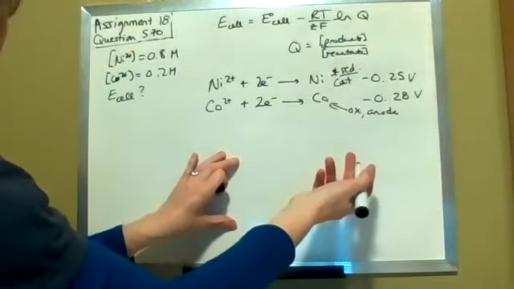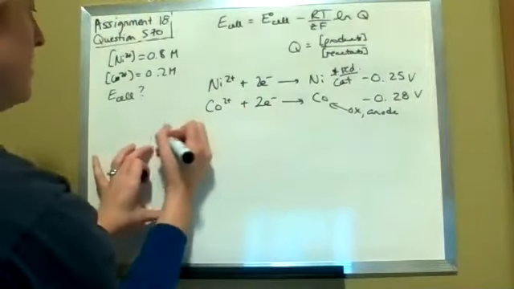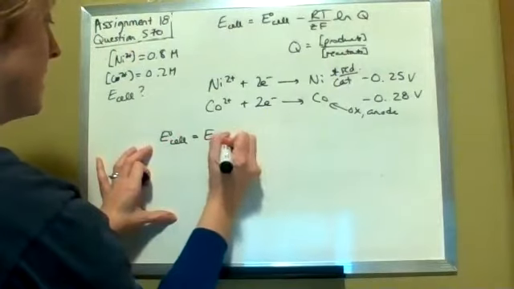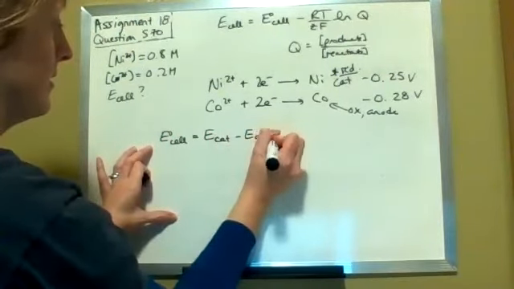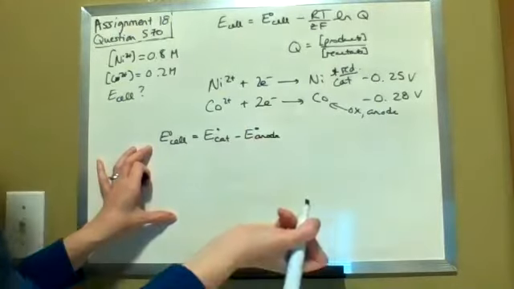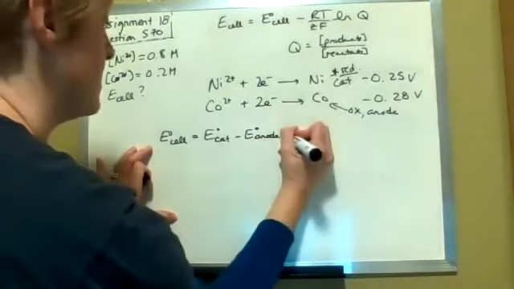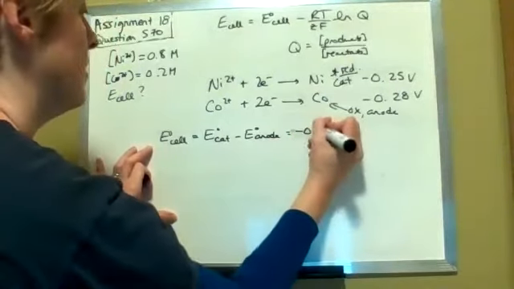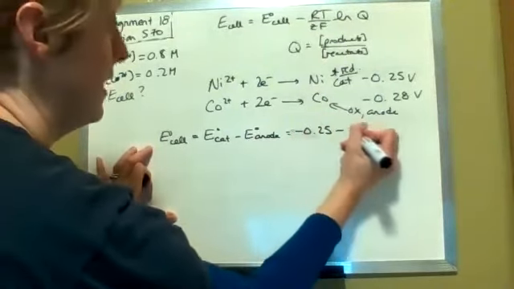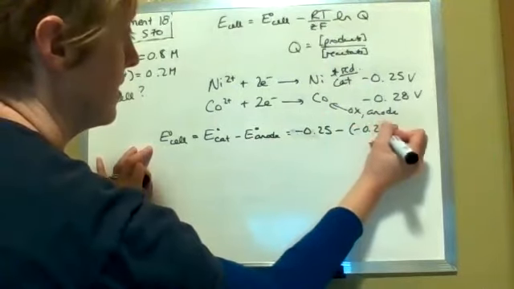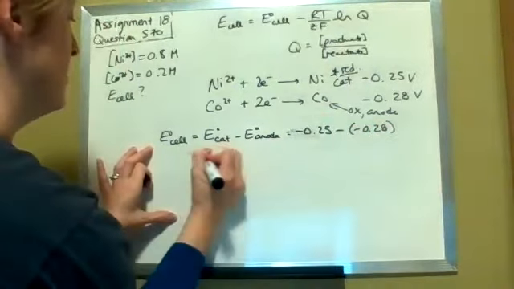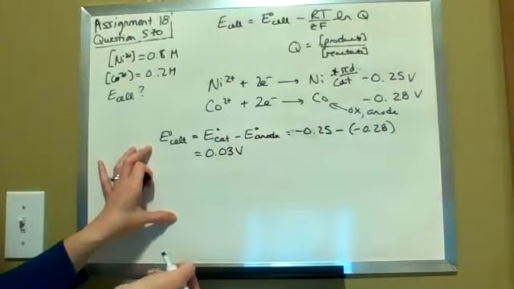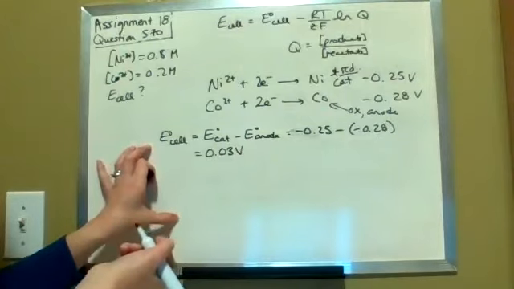So a couple ways of finding E naught of the cell. We can do our equation where we have E naught of the cathode minus E naught of the anode. And in this case, then, we're going to have minus 0.25 minus minus 0.28. Do this, you end up with positive 0.03. So this is spontaneous, this is voltaic in that direction.